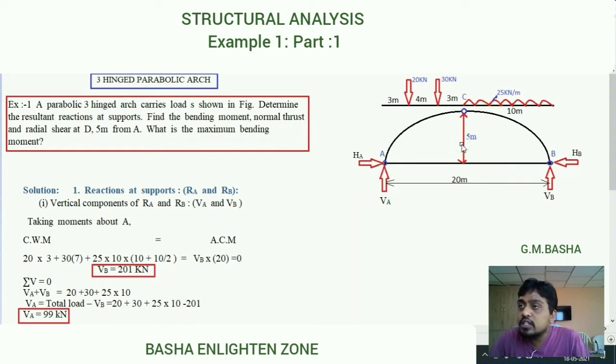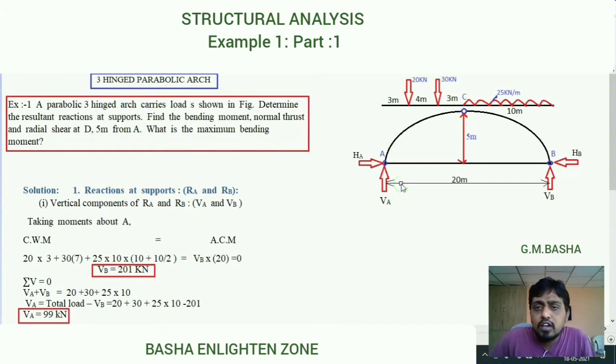If it were a two-hinged parabolic arch, there would be only two hinges at the springing levels, not at the crown. Okay, you see the difference. While explaining the two-hinged arches, I will show the difference between them, or else I will show the types of the arches. So this is the three-hinged arch: two hinges at the springing levels and one hinge at the crown, which is exactly at the top.